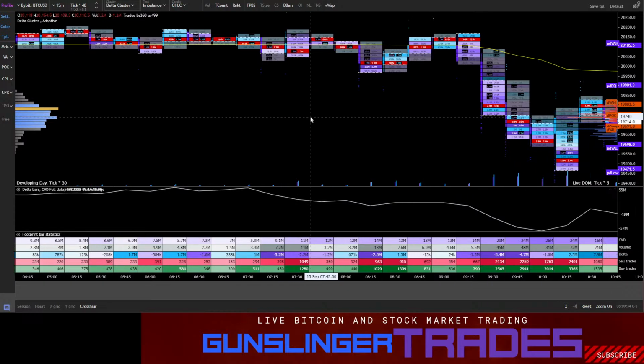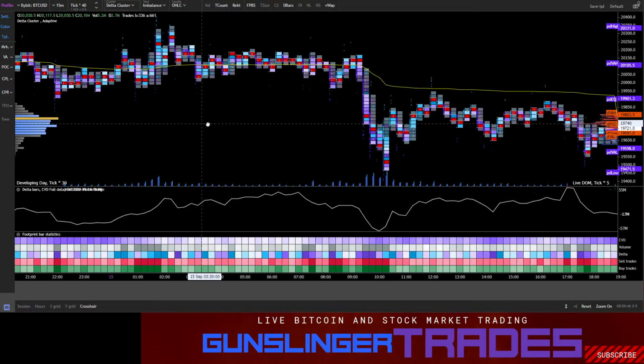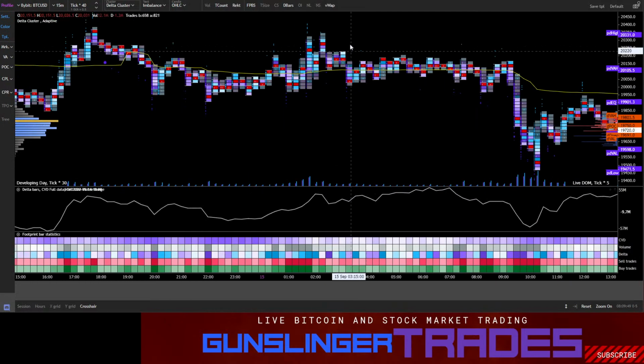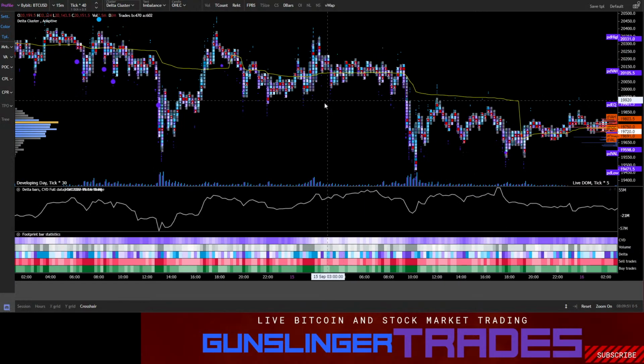And so we ranged throughout the day. Very, very boring price action. At this time, I was leaning more bearish. I wasn't going to really short from here. I kind of missed my opportunity. I would have shorted at the highs here.